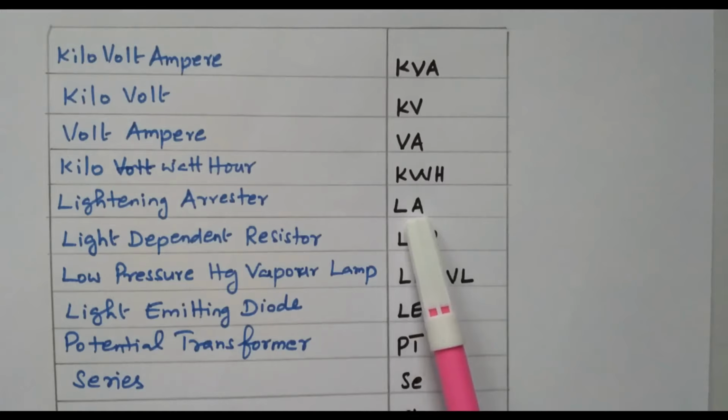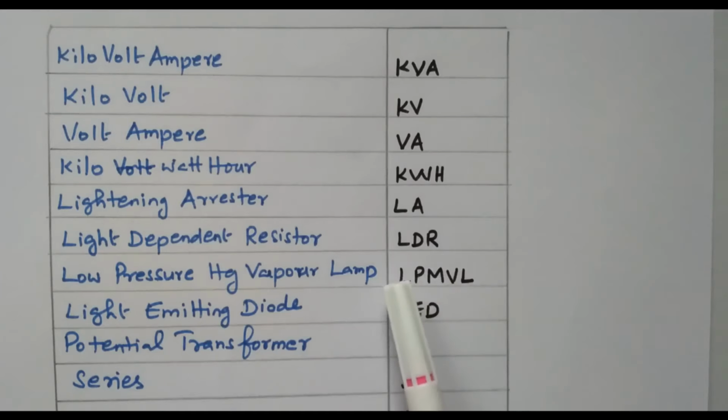Then lightning arrestor is LA. LDR refers to light dependent resistor. Light dependent resistor means depending upon the lighting, the resistance value will vary. That's called LDR. LPMVL, low pressure mercury vapor lamp. We already discussed the high pressure HPMVL. This one is low pressure MVL, mercury vapor lamp. Then LED is a light emitting diode, one special type of diode. Nowadays we are using LEDs for every lamp everywhere.